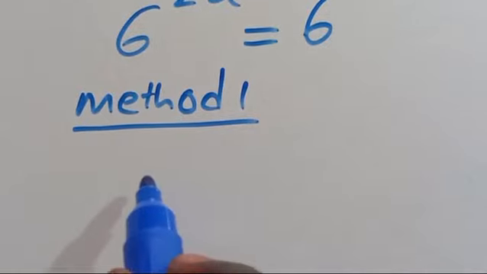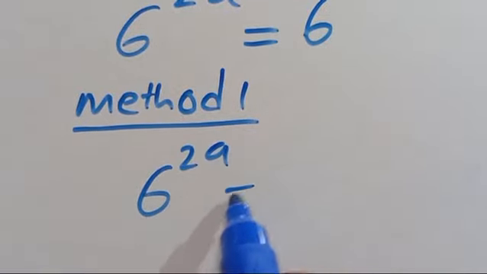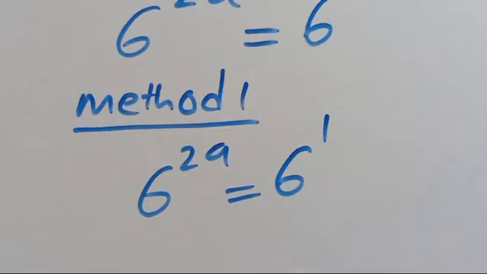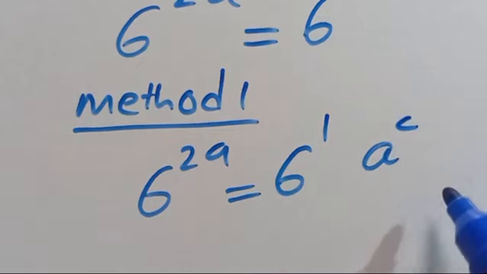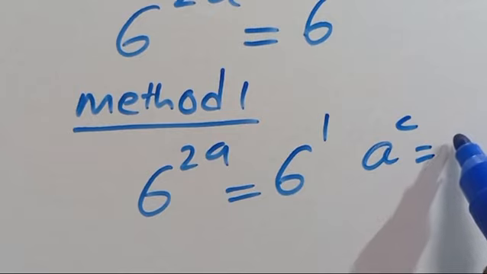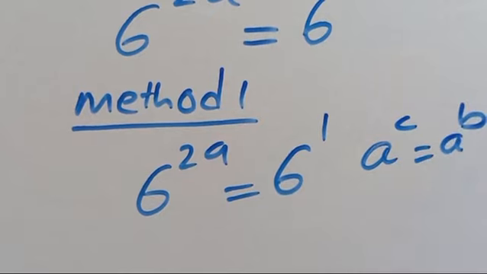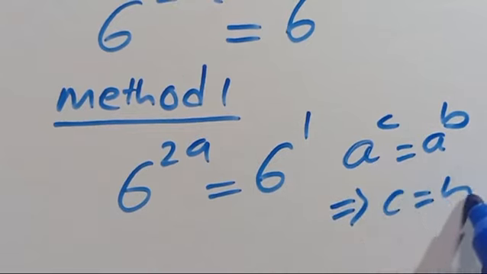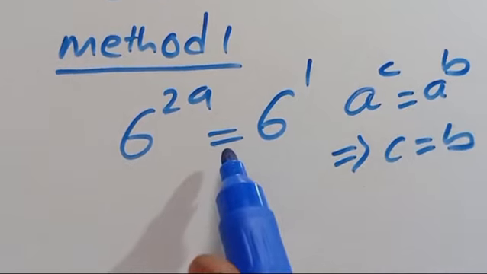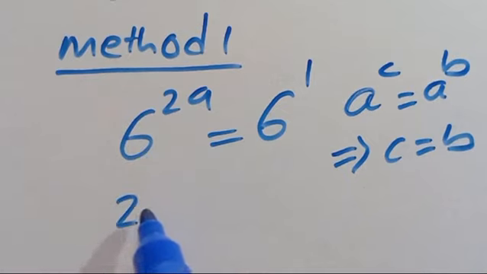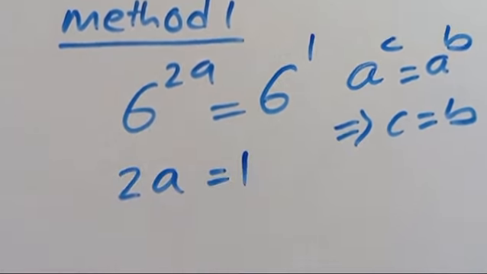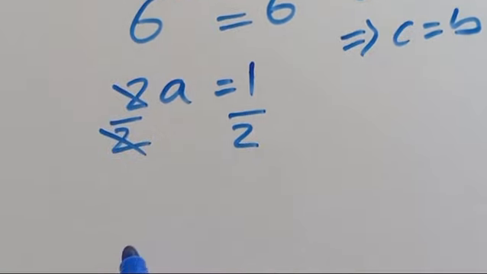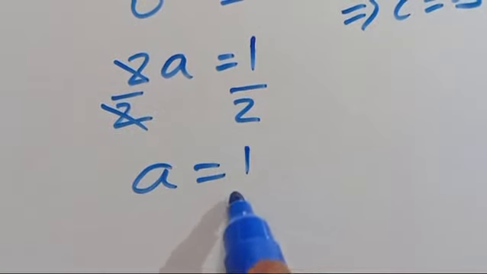From here, we can solve this using the first method, where we can apply 6 to the power of 2a to be equal to 6 to the power of 1, which will give us 6. And recall that when we have a to the power of c equals a to the power of b, so far they have the same base, this implies that c equals b. Applying it here, they have the same base, implies that 2a equals 1. So dividing through by 2, this will take away this. So we have a equals 1 divided by 2.